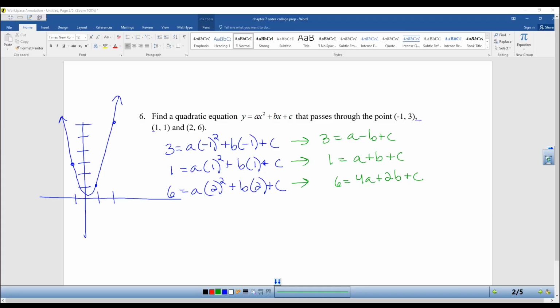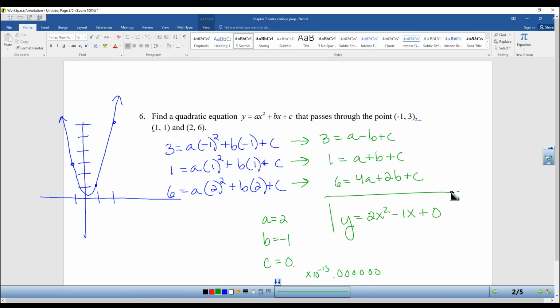So without even solving this, my calculator told me that A was 2, and that B was negative 1, and C, for all intents and purposes, was 0. It was something times 10 to the negative 13, which is 0.0000000. So it's pretty much 0. So y is equal to ax squared plus bx plus c, which of course we wouldn't actually write like that. Y is equal to 2x squared minus x.